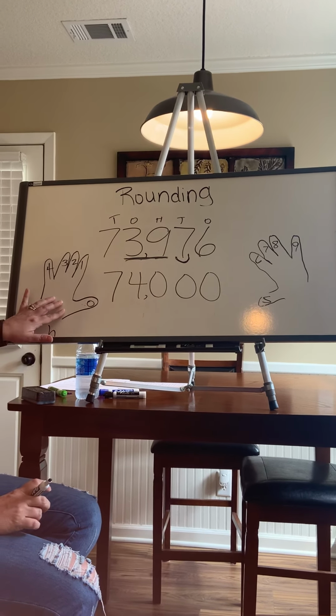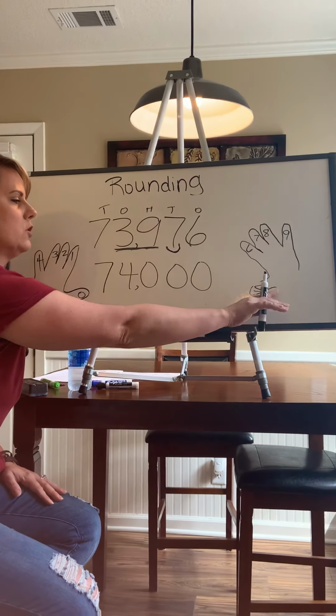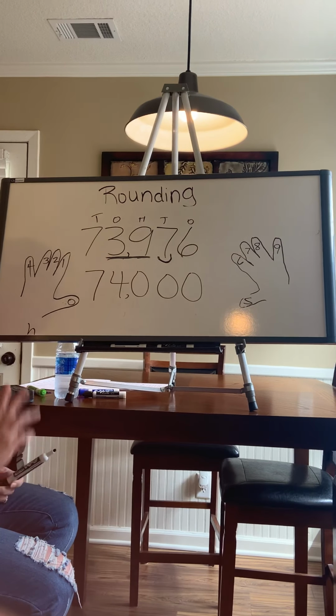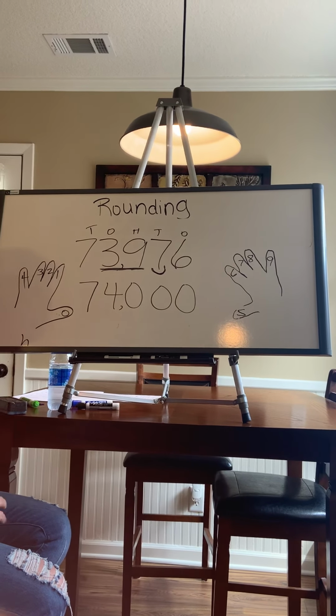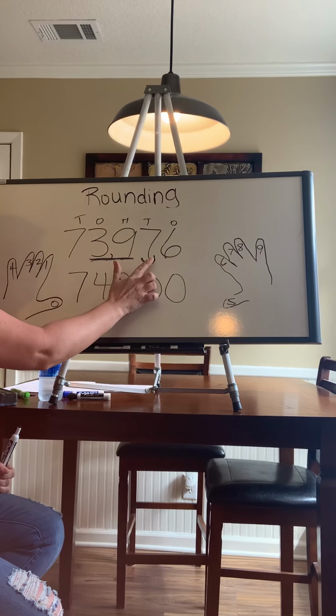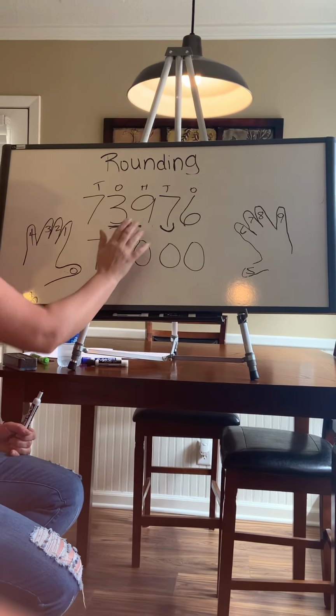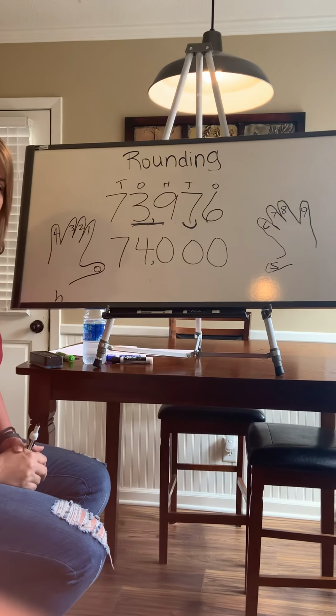So know your places. Remember, 4 or less, let it rest. 5 or more, raise the score. Remember that everything before stays the same, and everything after turns to a 0. Remember that your bossy digit is the one that comes after the place that you're rounding to. All right, good luck rounding.